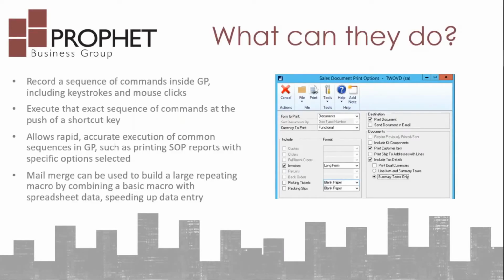So, what are macros exactly, and what can they do for you in GP? GP allows you to record a sequence of commands inside GP, including keystrokes and mouse clicks, and then execute that exact sequence of commands at the push of a shortcut key. This allows rapid, accurate execution of common sequences in GP, such as printing sales order processing reports with specific options selected, such as the invoice, the format for it, the options such as printing customer item numbers, including tax details, etc.